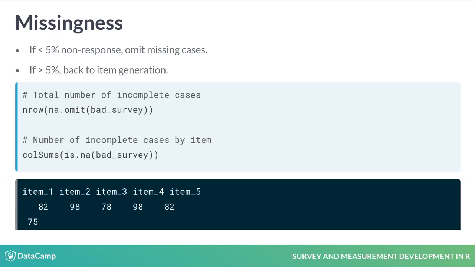We can get a sense of the missingness of our dataset by checking the number of rows containing a missing case and a count of missing records by item. We'll do this by using some base R functions which count the records equal to NA.